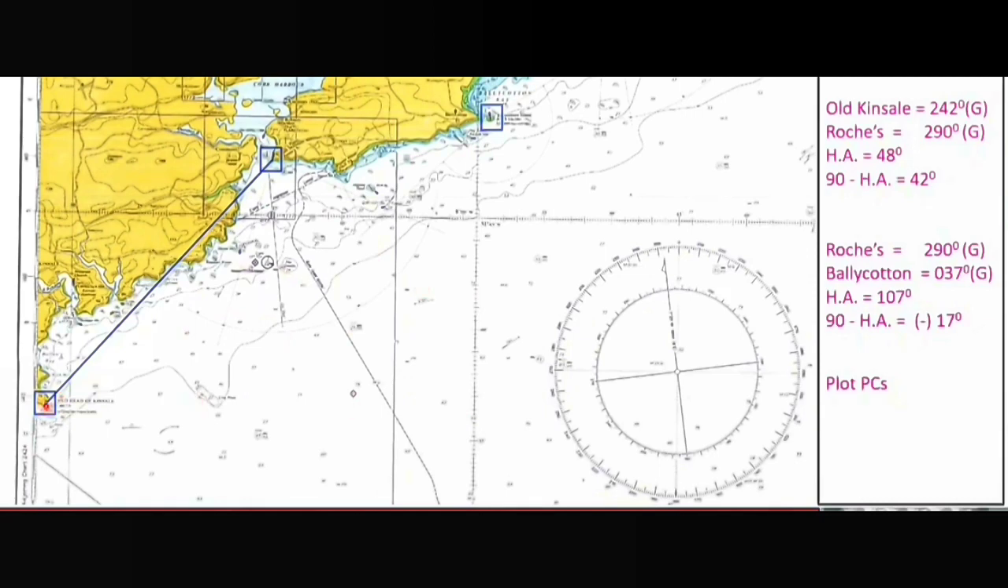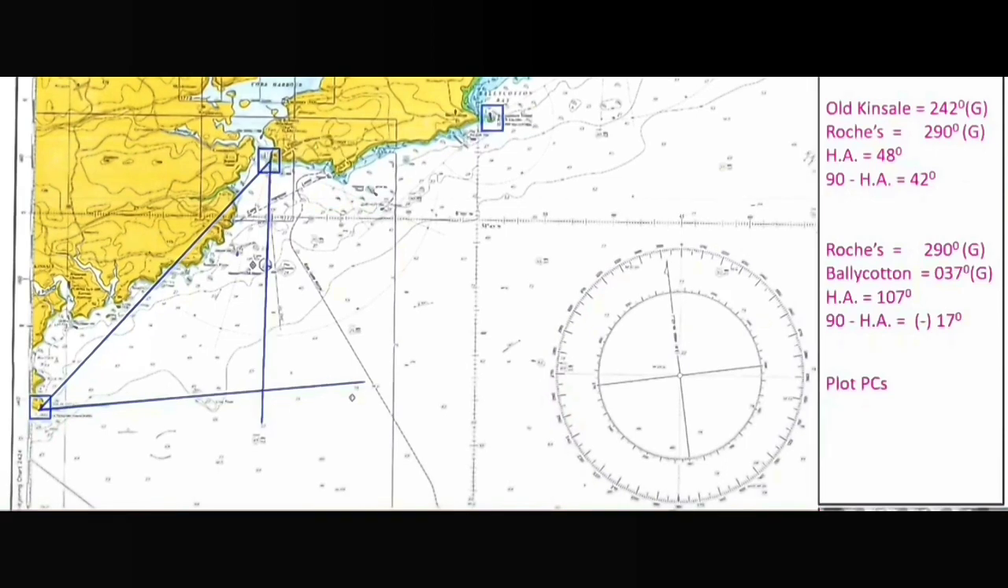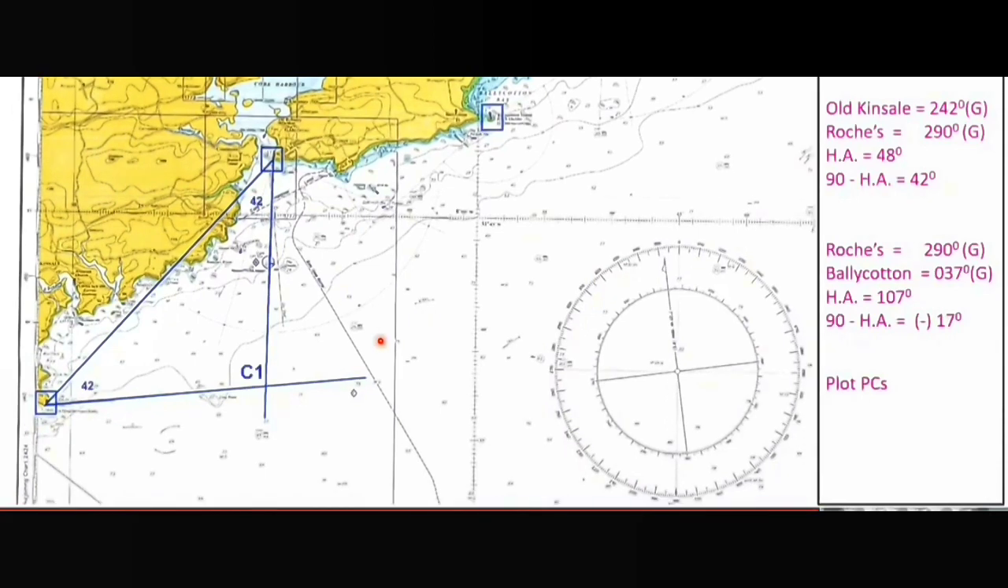Now, with respect to the baseline, both at Old Head of Kinsale and at Roche's Point, we have to draw this 90 minus horizontal angle, that is 42 degrees. So we will draw these angles at both ends of the segment of the baseline. Where these two intersect at C1, this forms the center of the position circle.